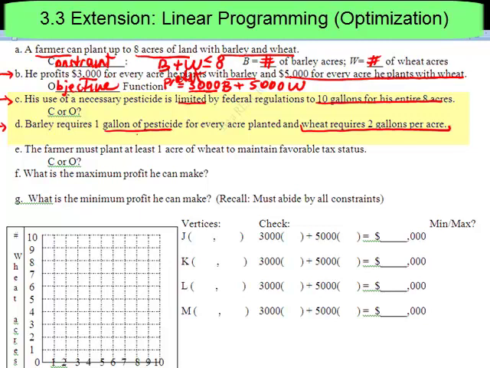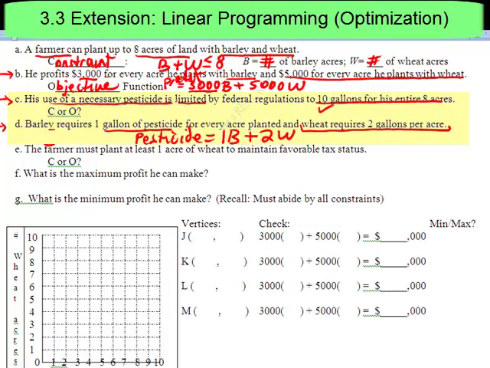So let's go ahead and figure out the pesticide that he needs. And it's equal to how much? What's the value of each? Barley. 1 gallon per acre. How many acres? B, good. And he's got to add on the wheat pesticide. 2W, yeah. So do you see the conflict now? Because if he plants all 8 acres of wheat, he's got how many gallons of pesticide? 16, and he went over the limit, so there'll probably be some fines involved here. So there's a constraint here.